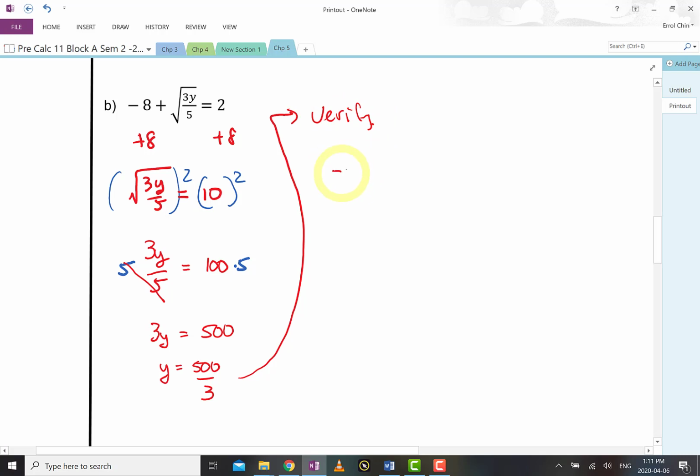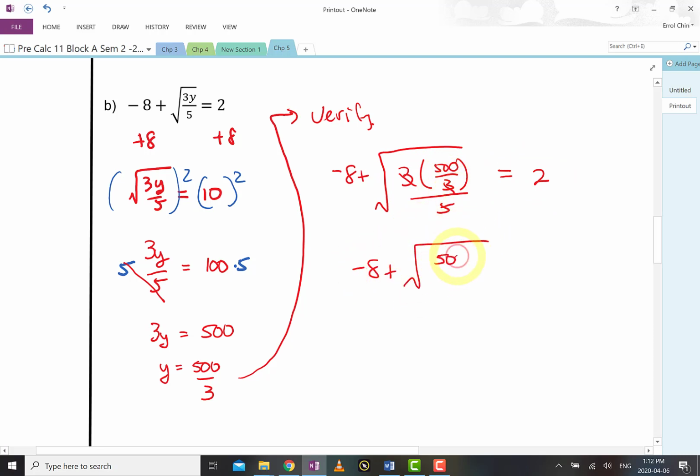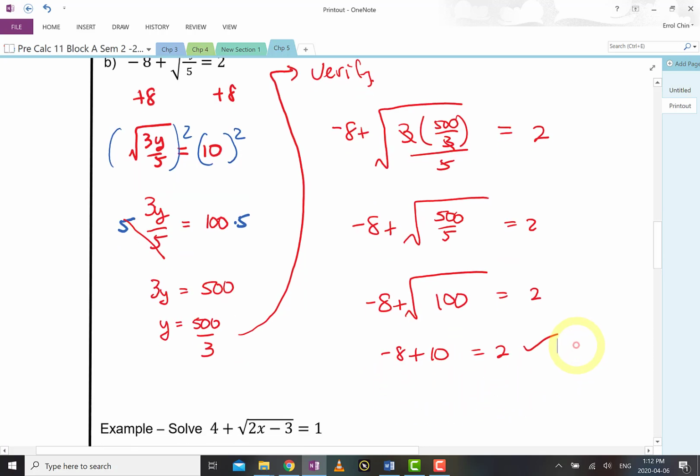So I'm going to verify this. Negative 8 plus the square root of 3 times 500 over 3, all divided by 5. Does that equal 2? Well, the 3 and the 3 cancel out. Negative 8 plus what looks like 500 over 5. Does that equal 2? Well, 500 over 5, that's really 100. Let me take the square root of that. Oh, that's a plus. Negative 8 plus 10. Does that equal 2? Absolutely. Okay.